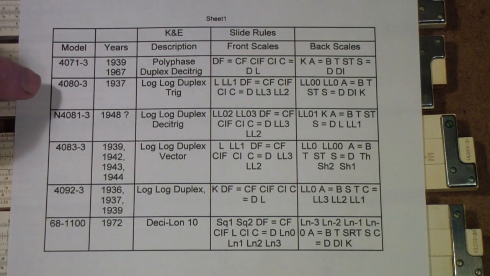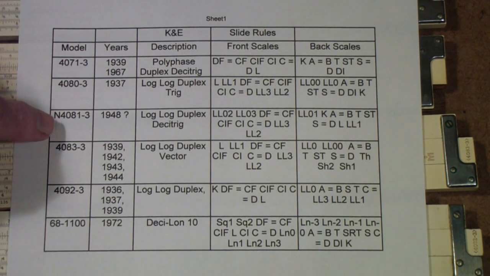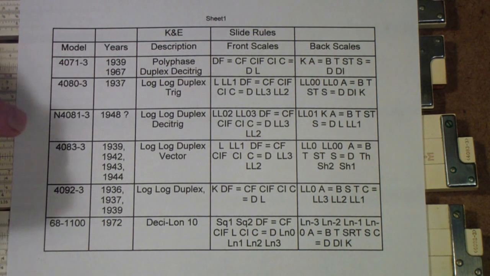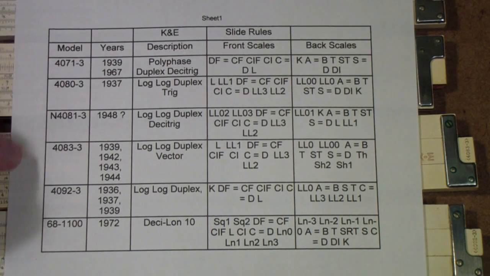The next ones are the 4080 and the 4081, and the 4081 and the N4081 were the most popular log-log duplex rules, I think, of all time. I think, well, I know K&E sold a lot more rules than any of the other manufacturers, and I think the 4081 and its predecessor, the 4080 combined, sold more log-log duplex slide rules out of that set than any other set, not only by K&E but by the other manufacturers.